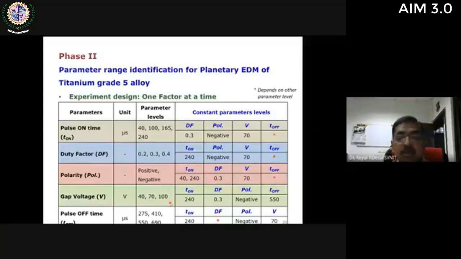Gap voltage varying from 40, 70 up to 100. These parameters were kept constant. Pulse off time 275 microseconds, 410, 550 and 690 microseconds. These values are normally available on the machine, and that is why, to cover the entire range, right from the minimum operable value to the maximum possible value, they were considered.